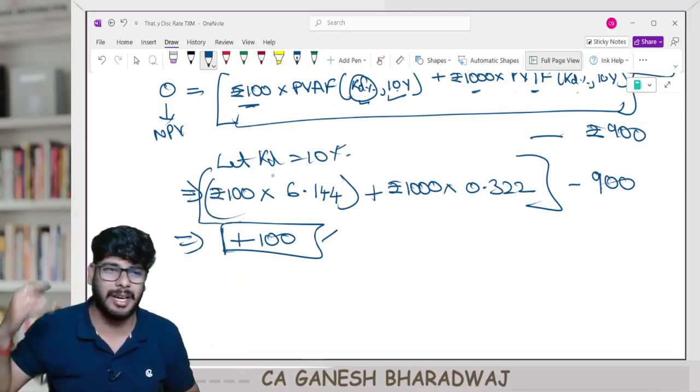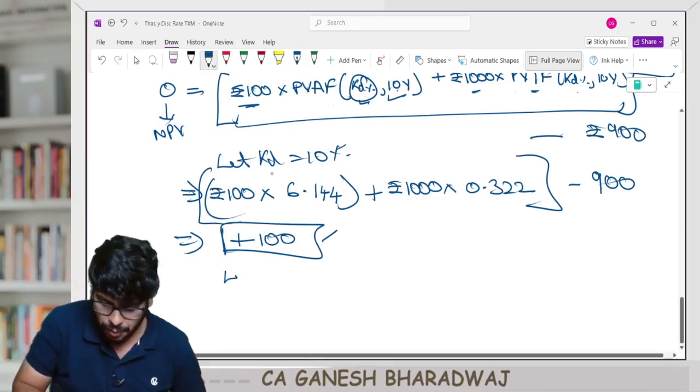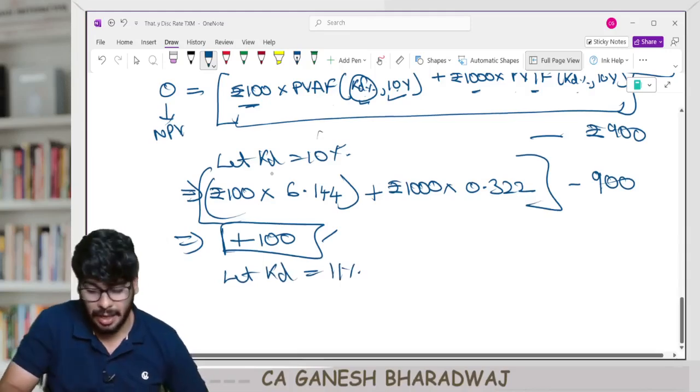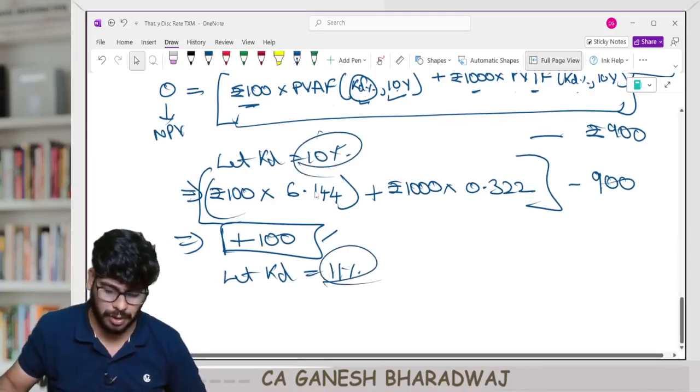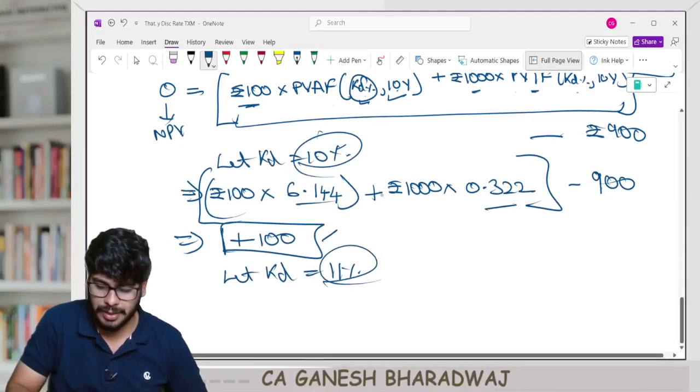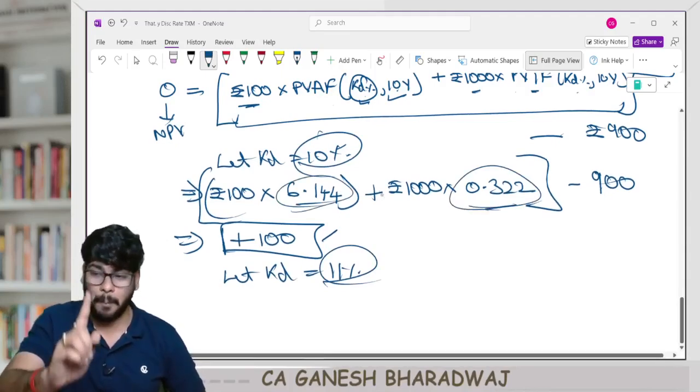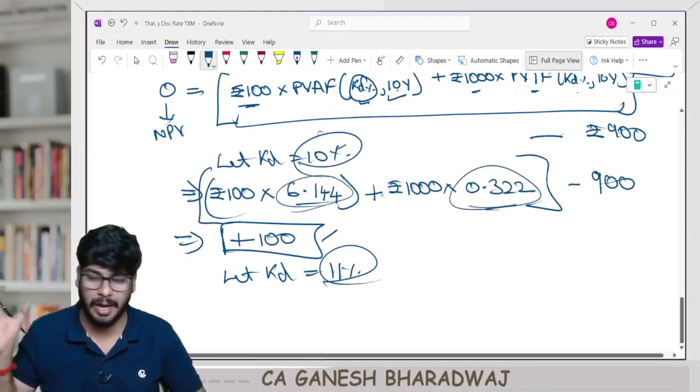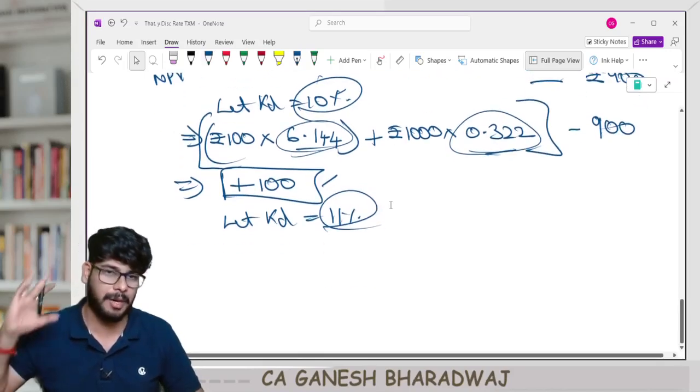This is what we saw in the trial and error method, right? So now what do we do? Now take the next trial. Let KD be equal to 11%. Sir, how do I know 10 and 11? Generally, it will be given in the question. These tables will also be given in the question. 6.144, 0.322. But I am asking you to be self-reliant. Don't be dependent on anyone in life for that matter, right?